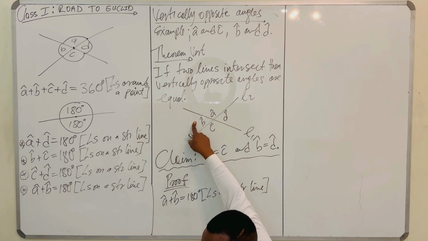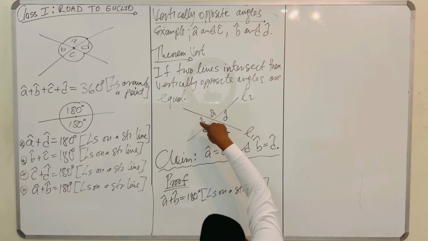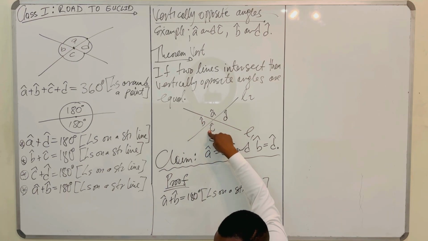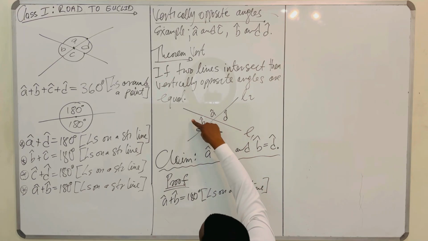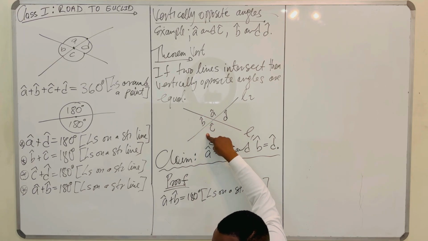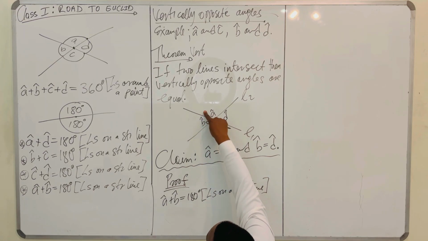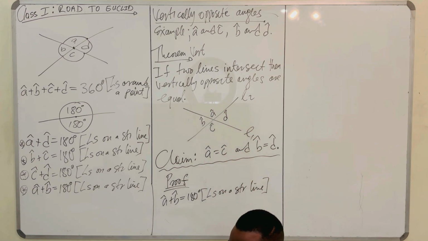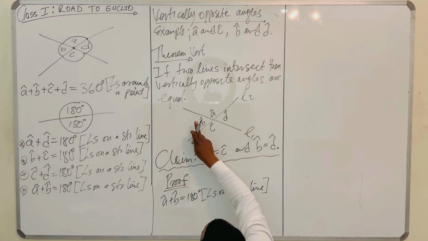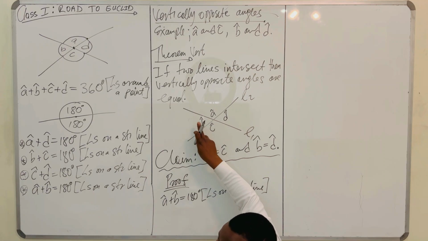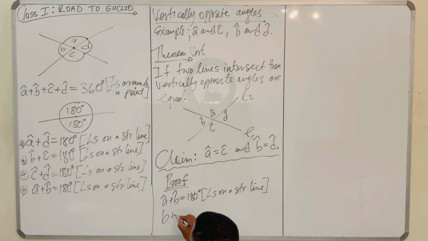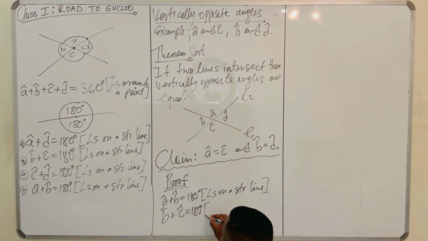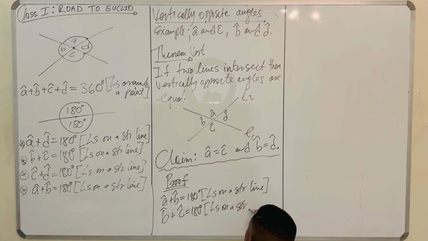Now I'm going to add B and C. I added A and B, now I'm going to add B and C. You could have said A and B and then added A and D. It's up to you. I said A and B is 180 degrees, right? What is B plus C? Angle B plus angle C is equal to 180 degrees. Why? These are angles on a straight line.